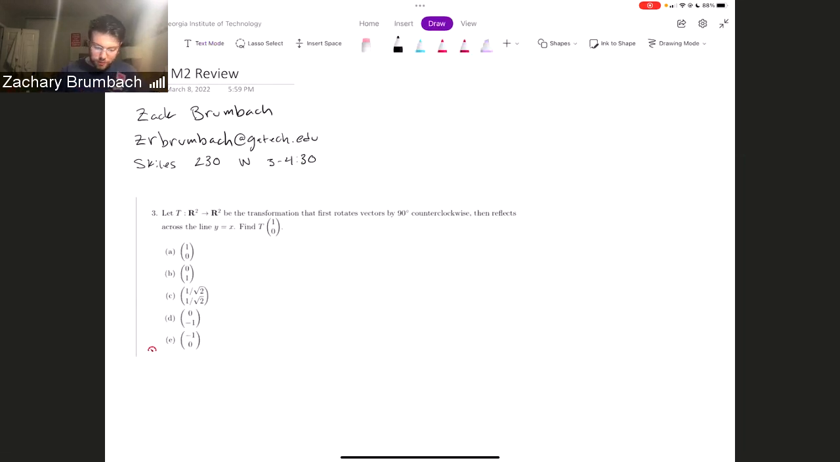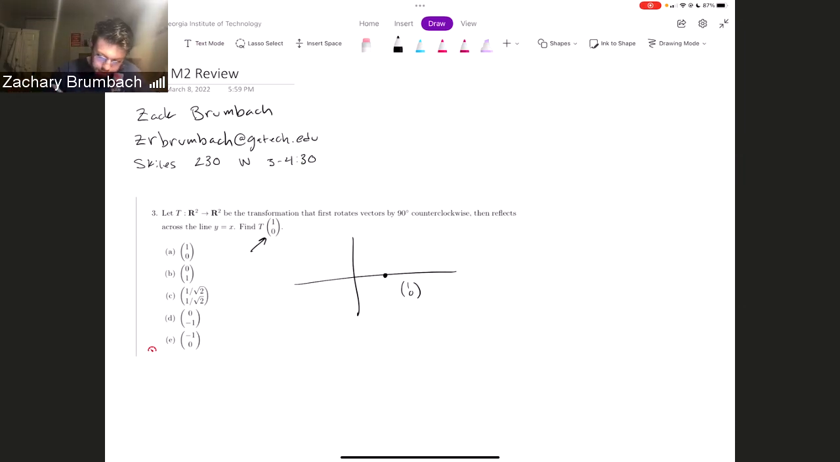The question states, we're going from R2 to R2, being a transformation that rotates the vectors by 90 degrees counterclockwise, then reflects across the line y equals x. There's a couple ways to do this. I'm going to do it first geometrically, just by seeing how it moves on a graph, and then I'm going to do it considering the actual algebra and constructing matrices from there. So let's draw our graph. We have the point 1, 0, because that's what it says here. Find T of 1, 0. So this is the transformation of that point 1, 0.